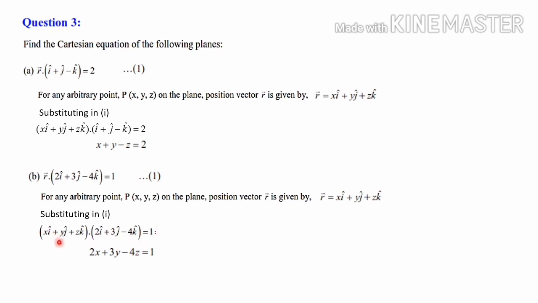When you take the dot product, x into 2, that is 2x, y into 3, that is 3y, z into 4, that is minus 4z, equal to 1. So 2x plus 3y minus 4z is equal to 1. This is the Cartesian equation of the given plane.